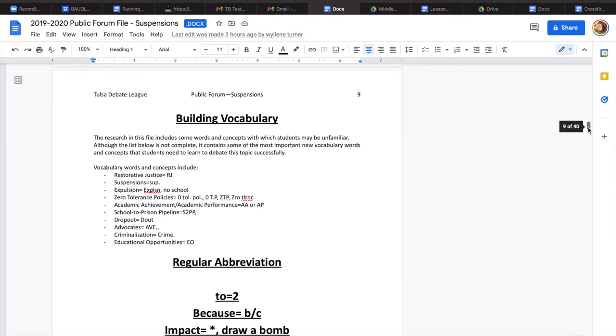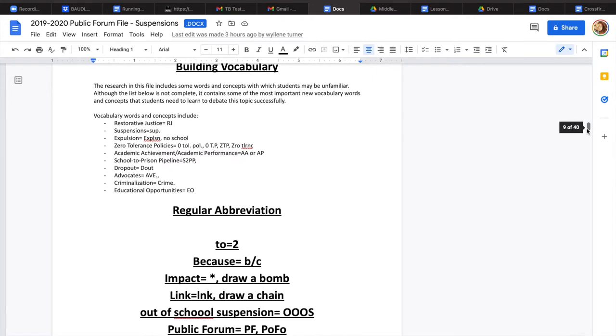Understanding the vocabulary that is used in your debate round is very important, and abbreviations are important because when you are flowing your partner or your opponent's speech during the round, you want to make sure that you can get all the words that they're saying as fast as possible. So here are some that I've come up with and some that I believe will help you during the debate round. If we start off with restorative justice, we can just say RJ as a simple abbreviation. Following with suspensions, we can say SUP.